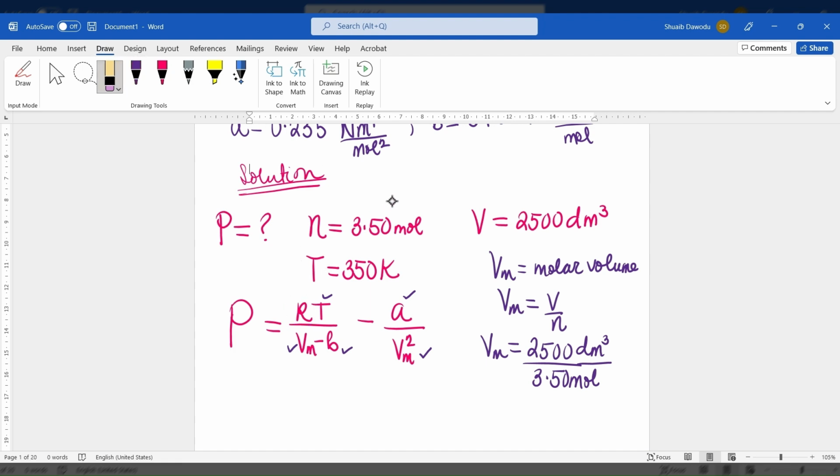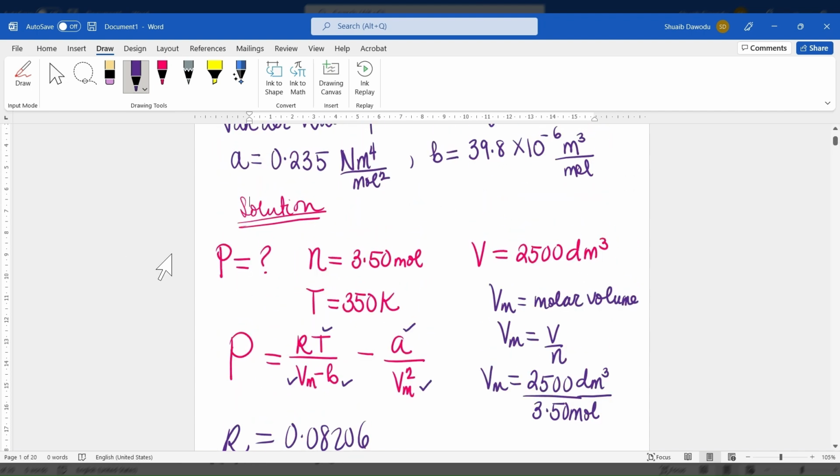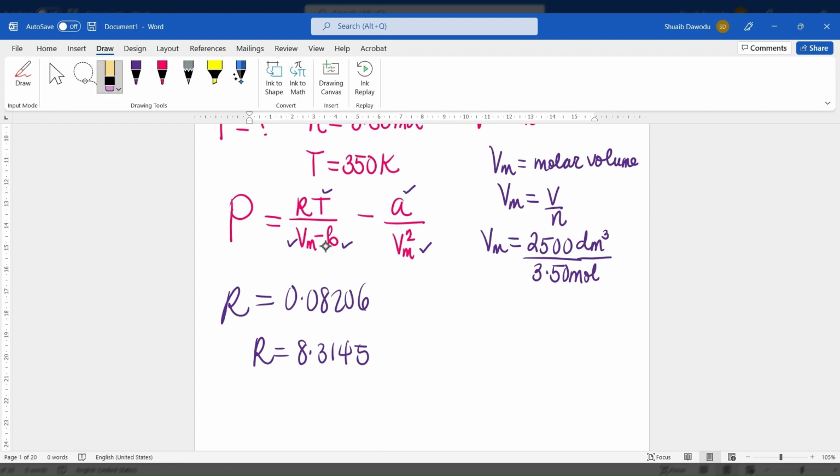As you're aware, R is the gas constant. You can get two different values: either 0.08206, or 8.3145. So in this question, which one am I supposed to use? The 0.08206, we tend to use anytime we're dealing with decimeter cube and atmospheric pressure. But whenever you're dealing with 8.3145, you tend to be dealing with Pascal or Newton per meter squared, and meter cube.